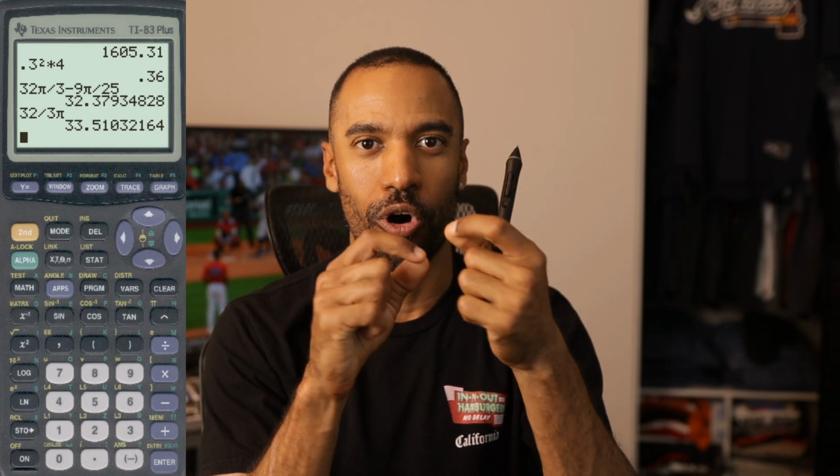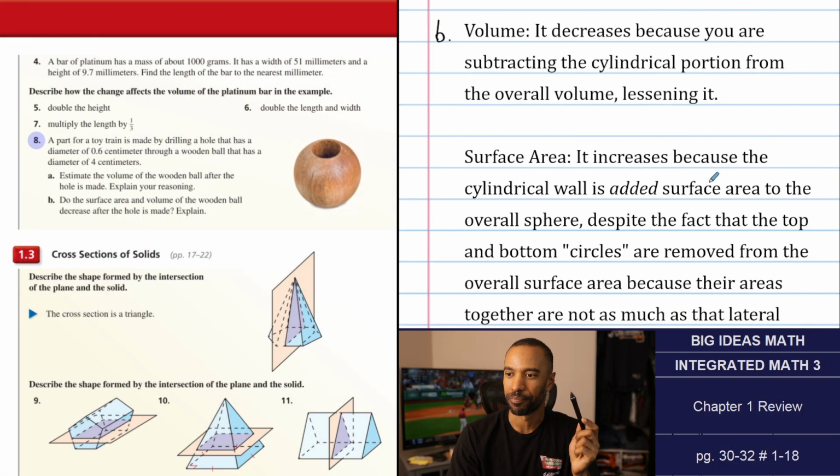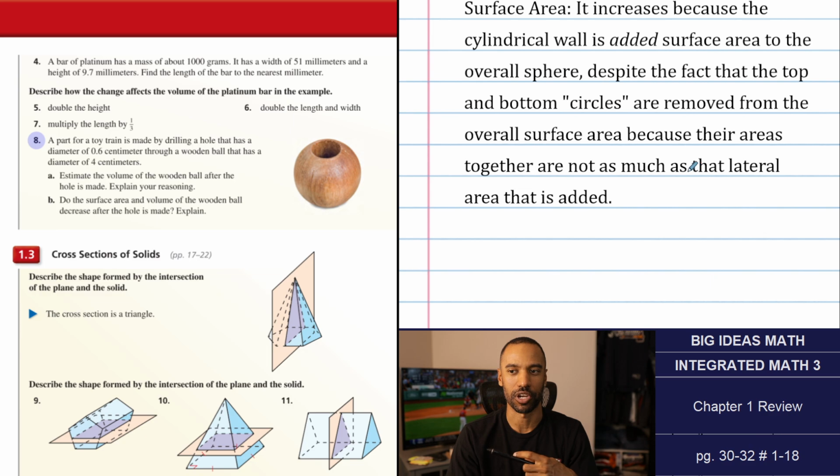We only lost 1.12 cubic centimeters of volume. There wasn't much lost here. I don't know if this ball is drawn to scale. Actually, it's clearly not. But yeah, that hole is significantly smaller than you think it is. But yeah, I think surface area is going to be added here.